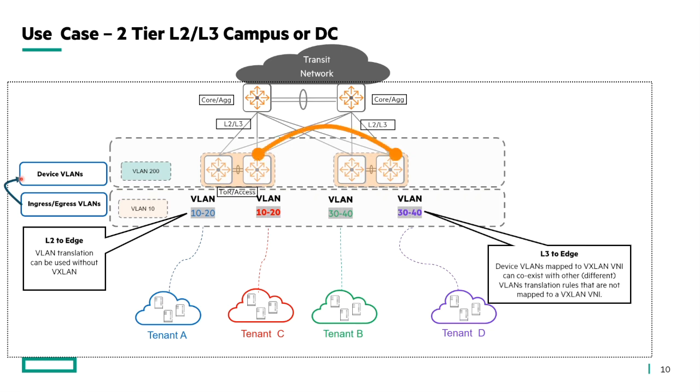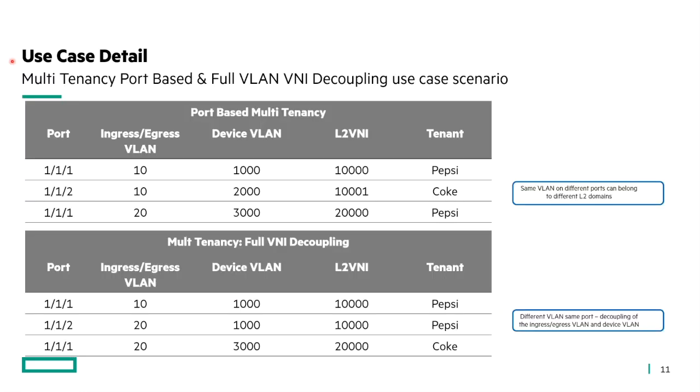Alternatively, device VLANs can be mapped to VXLAN VNI, providing, obviously, they're not overlapping with those device VLANs that do not wish to be part of a VXLAN configuration topology. So some use case detail. We have this concept of multi-tenancy support based on full VNI decoupling, and there are lots of different use case scenarios that you can have.